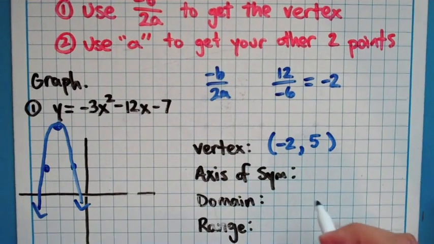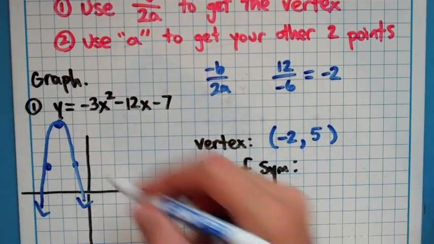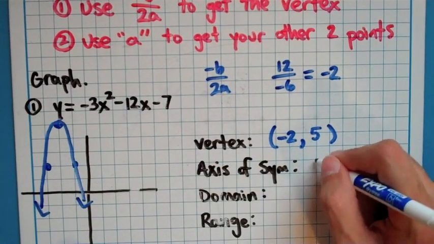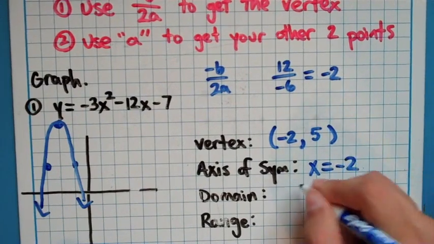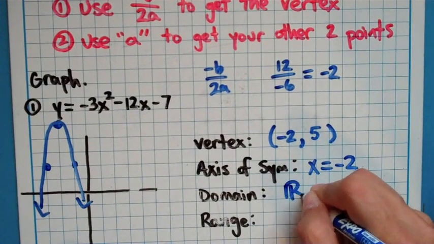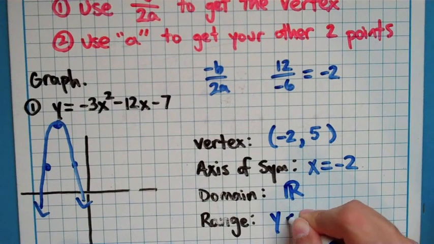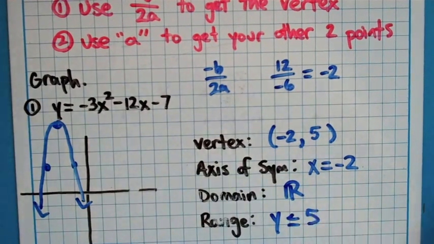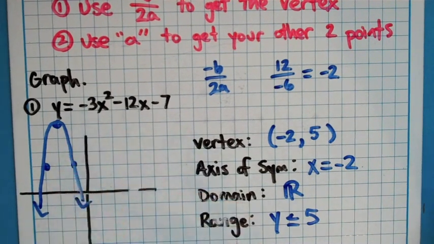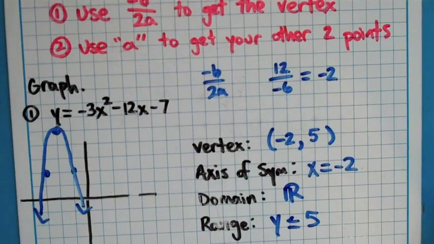All I need to do now is fill in my little pieces of information here. Axis of symmetry, remember, is a vertical line. It's at negative 2. My domain is all real numbers. And my range is going to be y is less than or equal to 5. So, not a bad process at all. Once you know how to do the negative b over 2a, that little trick to get the other points is something we're already pretty familiar with.